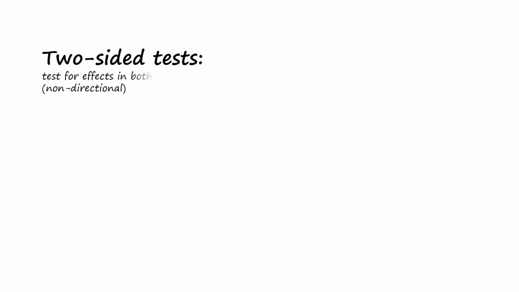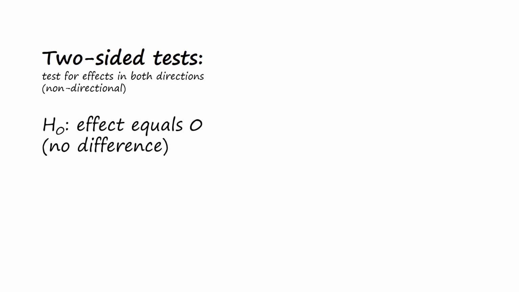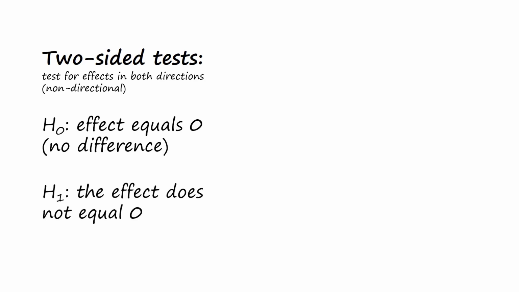Two-tailed tests, also known as non-directional, are two-sided because you can test for effects in both directions. The null is that the effect equals 0, or no difference. The alternative is that the effect does not equal 0.